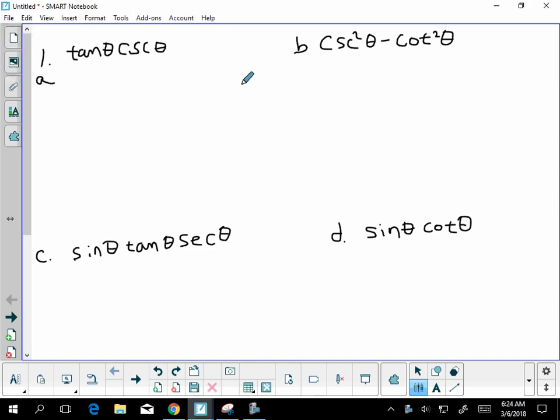Alright, here is the review for verifying, simplifying, and solving trig functions. So for 1a, we have tangent theta, cosecant. I'm going to put everything in terms of sine and cosine. So I'm going to have sine theta over cosine theta. And then cosecant is the same as 1 over sine. Those sines cancel, and you're left with 1 over cosine. Well, 1 over cosine is secant.